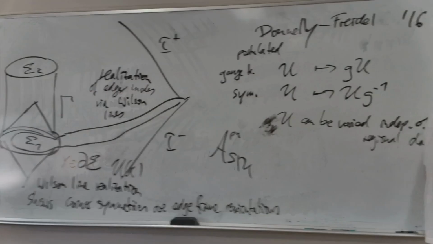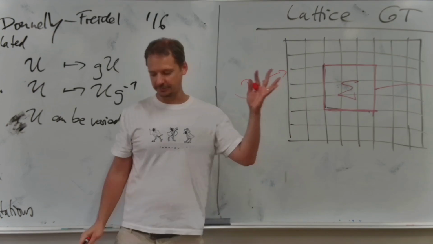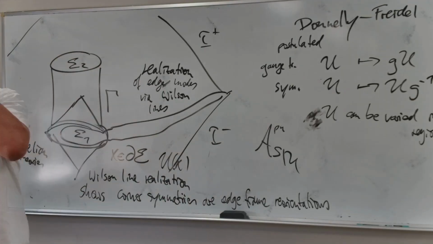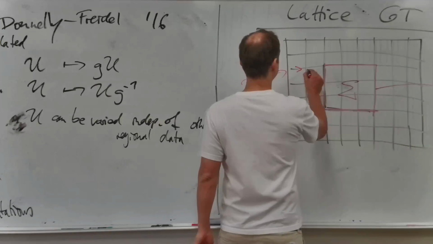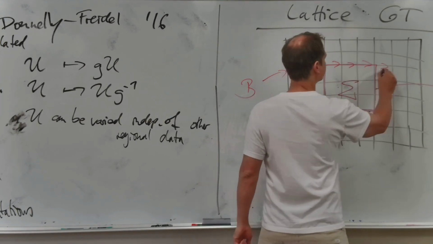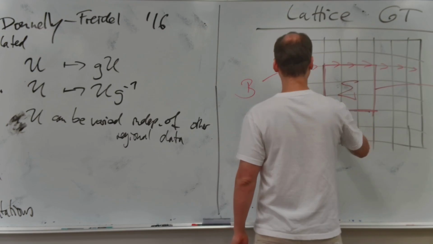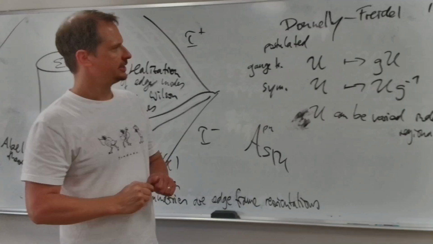So let's call this global thing B, for the global boundary. And on the lattice in general, if I'm also in a non-abelian theory, I have to introduce an orientation on the edges of the lattice. So we can think of something like this, and so on. Okay.